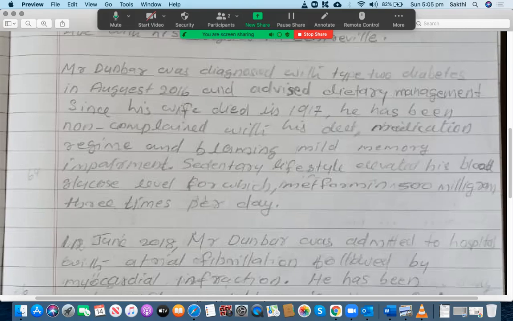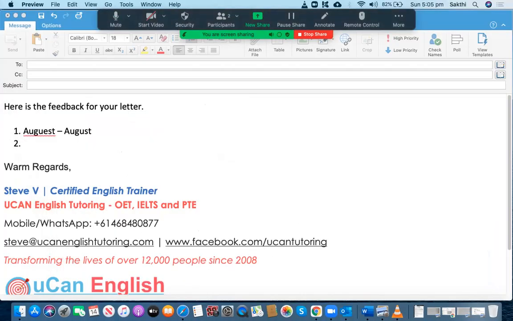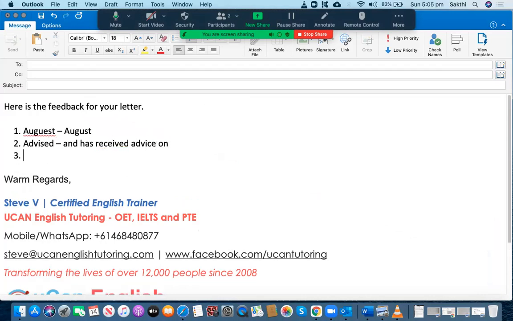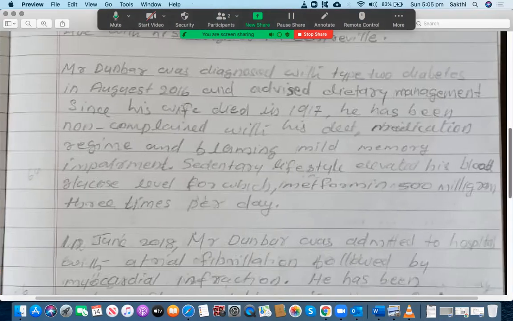Then I think yeah, this is wrong. And has received advice on dietary management. That's how you should have written it. So and advised dietary management is wrong. You should have mentioned and has received advice on, and then you have to write down dietary management. Okay. All right. Let's go to the next one.